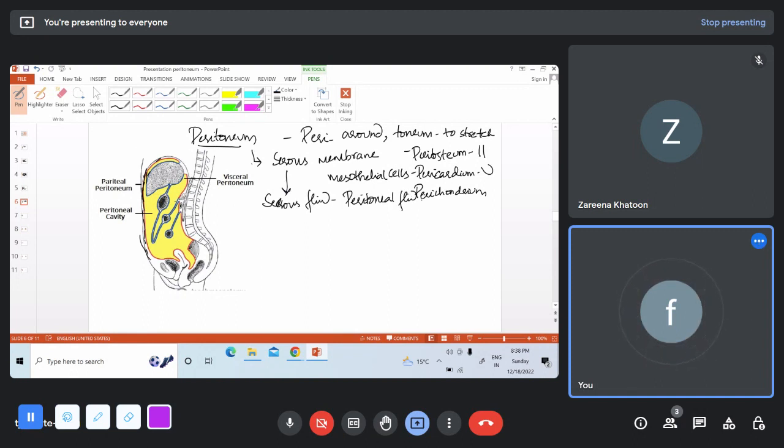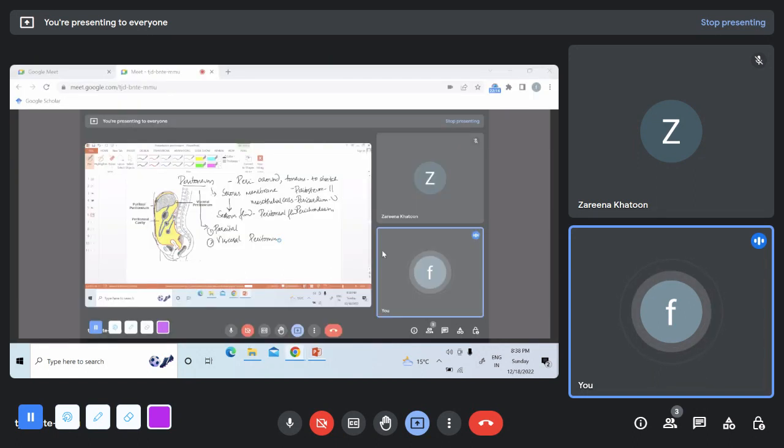All right. Now, this peritoneum is divided into two parts. One is the parietal peritoneum, and the second is the visceral peritoneum. ठीक है? What is parietal peritoneum? It is the layer that lines the inner surface of the abdomen.